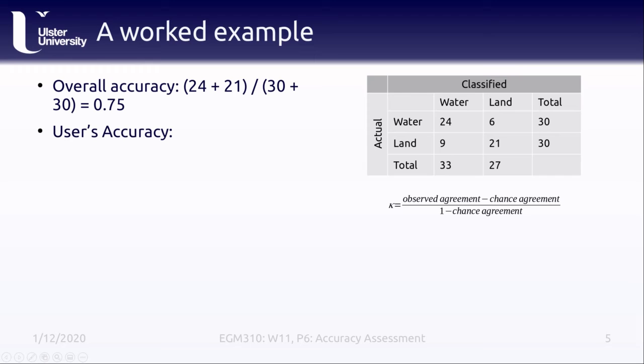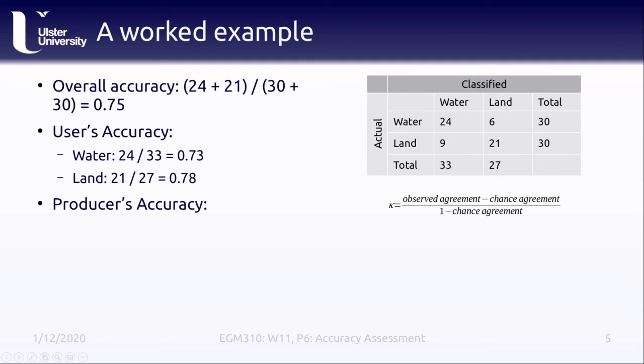Next up, let's calculate the user's accuracy. For water, this is the number of correctly classified pixels, 24, divided by the total number of classified pixels, which is 33. 24 divided by 33 gives us 0.73. For land, this is 21 divided by 27, which gives us 0.78. This tells us that a pixel on the map that is classified as land is slightly more likely to be correct than a pixel classified as water.